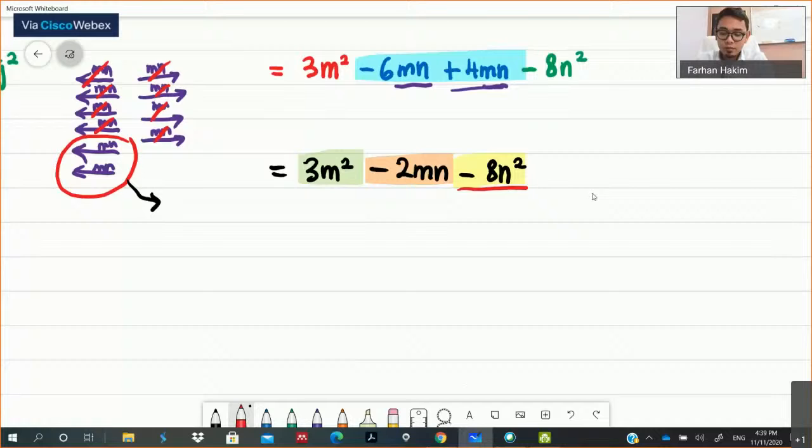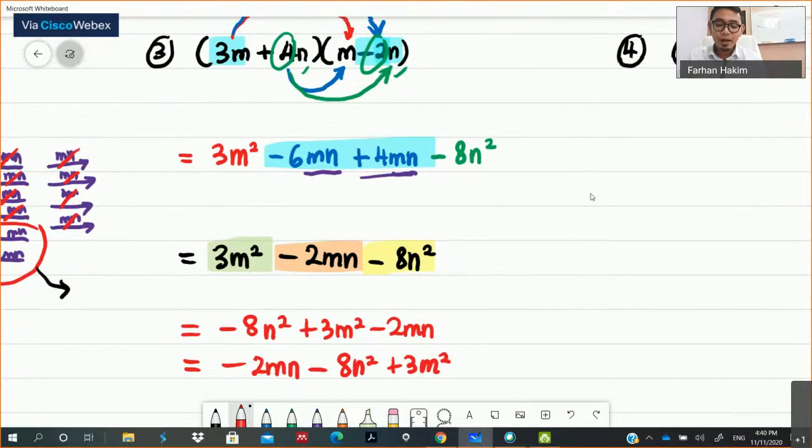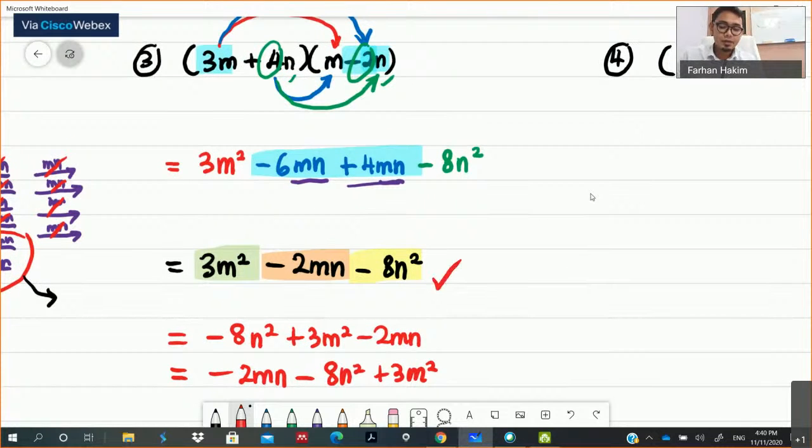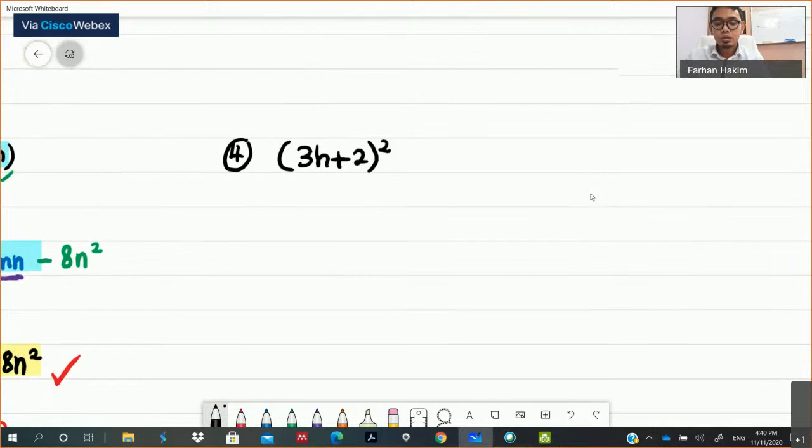So suppose I want to rearrange, then it can be negative 8n square plus 3m square minus 2mn. If I want to rearrange, all right, I want to write negative 2mn in front, negative 8n square, positive 3m square at the back there. Also okay, all right? But it's enough here, all right? You can stop there. All right, number 4, 3h plus 2 to the power of 2.